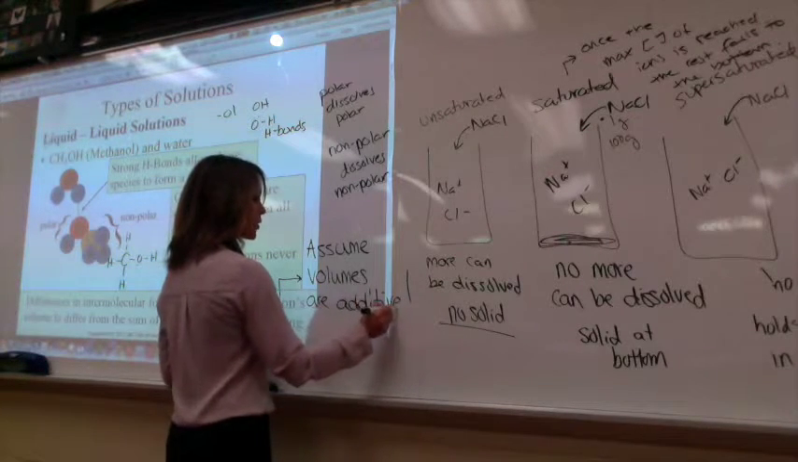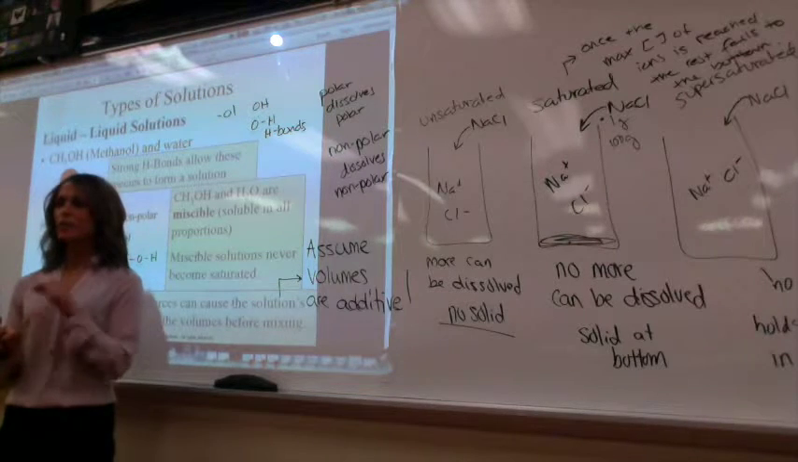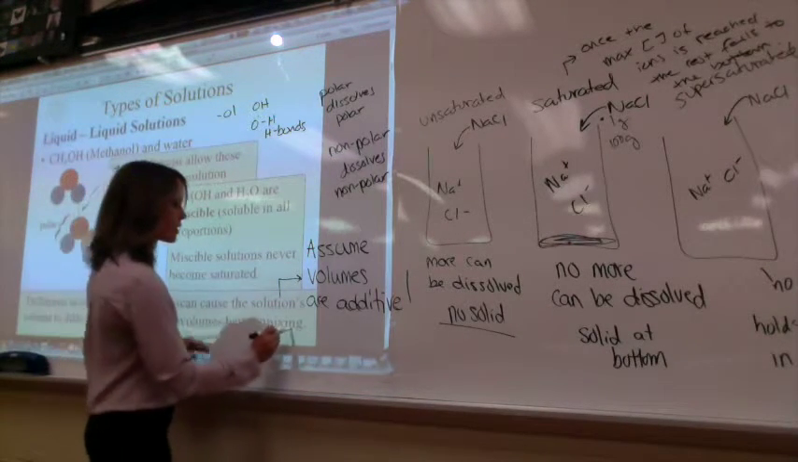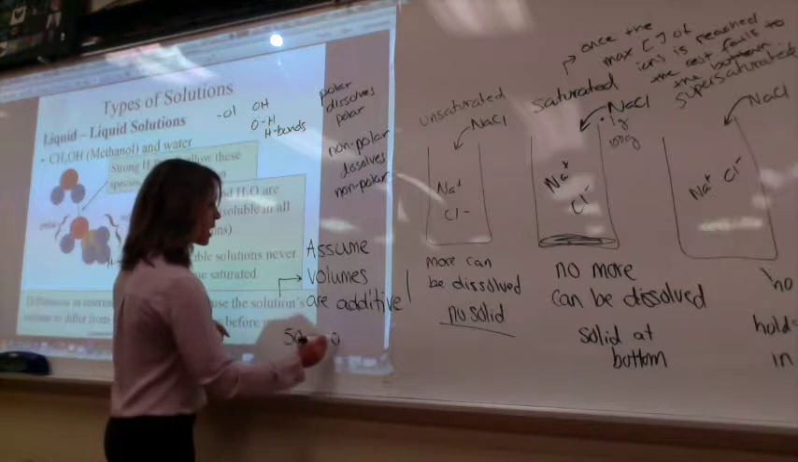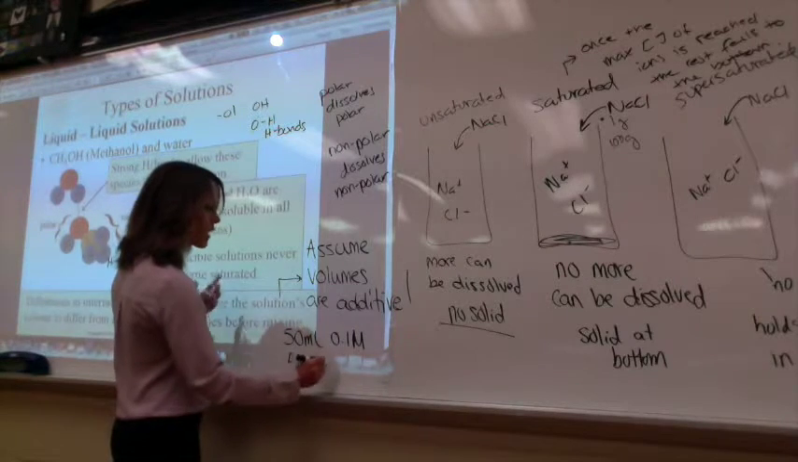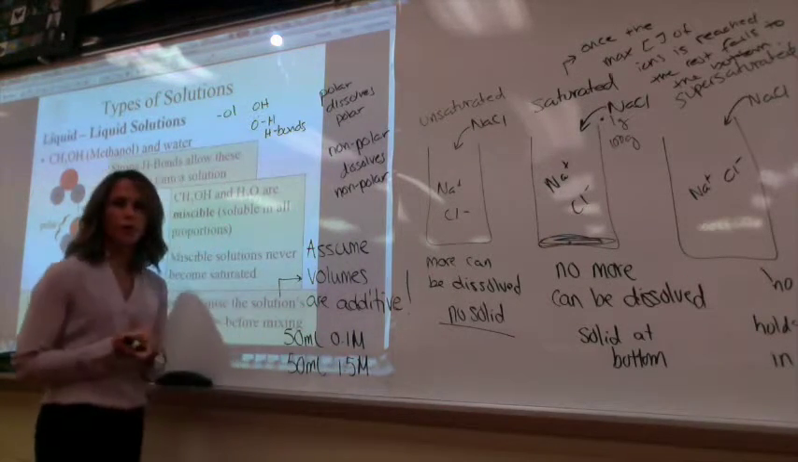If they're telling you that a volume is additive, that means you better add the volumes, because if you don't, you're going to get the answer wrong. So if I say I use 50 milliliters of a 0.1 molar solution and 50 milliliters of another, let's say 1.5 molar solution, what's my total volume?